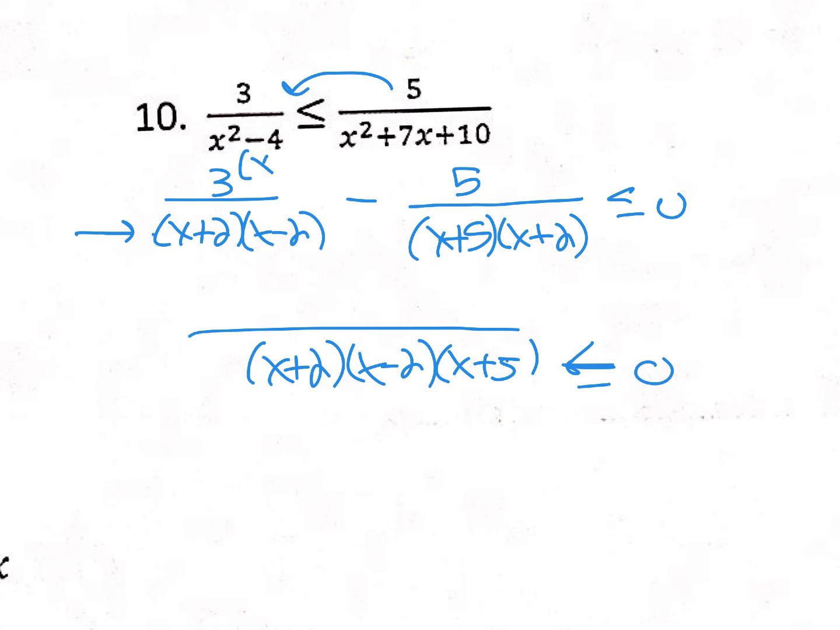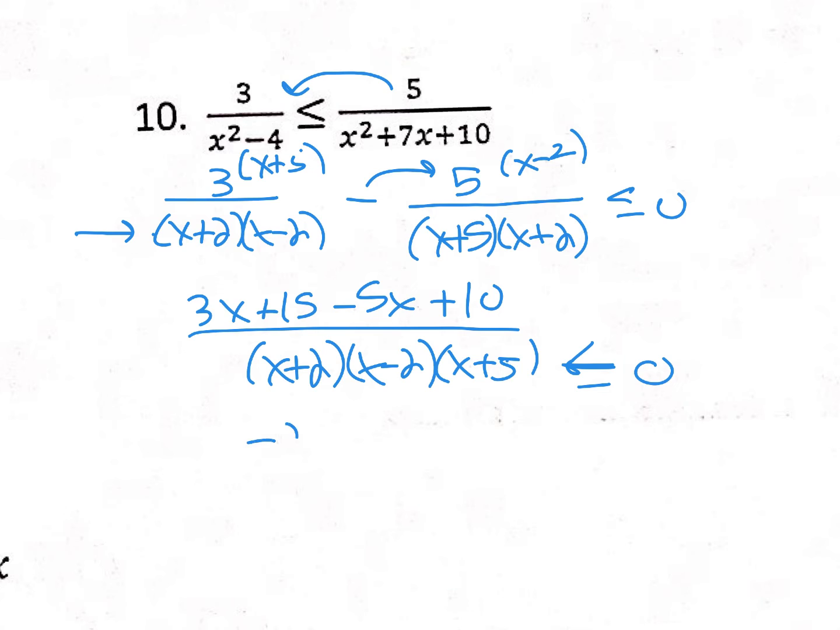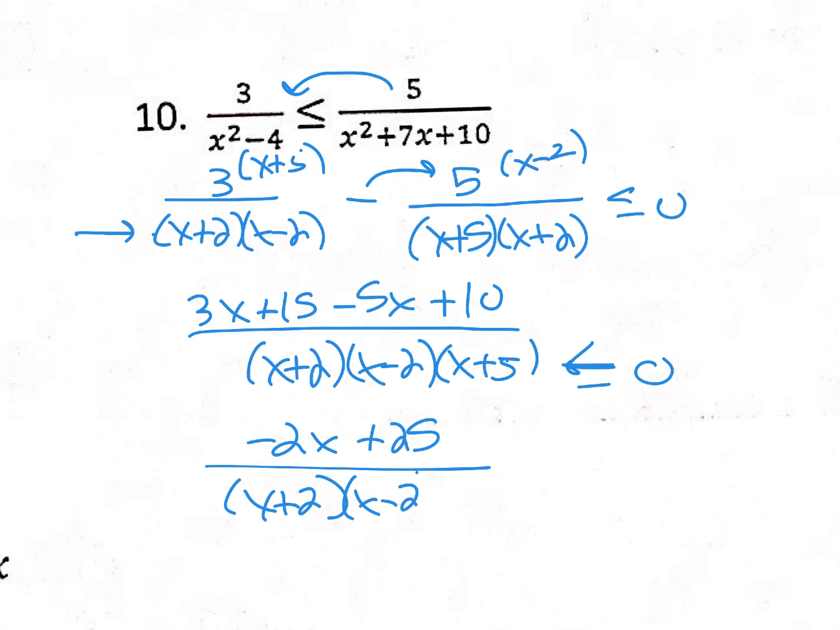So I'm going to do 3 times x plus 5, which is 3x plus 15. Now, this one needs the x minus 2. So I'm going to multiply the 5 times x minus 2. But be careful, it's really a -5. So I'm doing -5 times x and -5 times -2. I add the stuff on the top. I get -2x plus 25. On the bottom, I've got x plus 2, x minus 2, x plus 5. And that's less than or equal to 0.